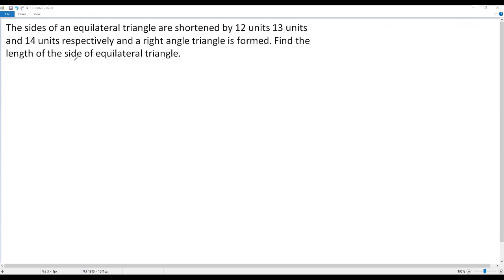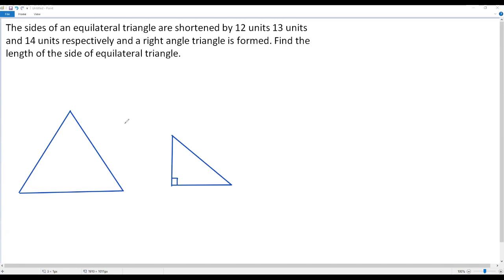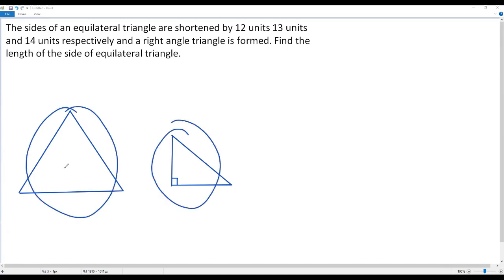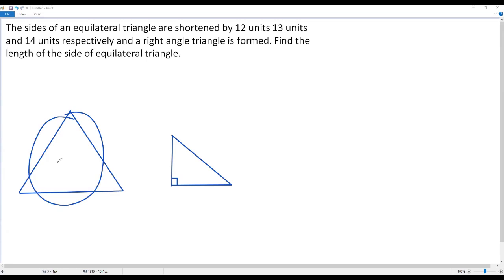Okay, first let me draw an equilateral triangle and also a right triangle. Here I have drawn an equilateral triangle and also a right triangle. This is the equilateral triangle and this is the right triangle. Since this is an equilateral triangle, all the three sides must be equal. Let me assume x as the length of each side of this equilateral triangle. So now our aim is to find the value of x, which represents the length of the side of the equilateral triangle.